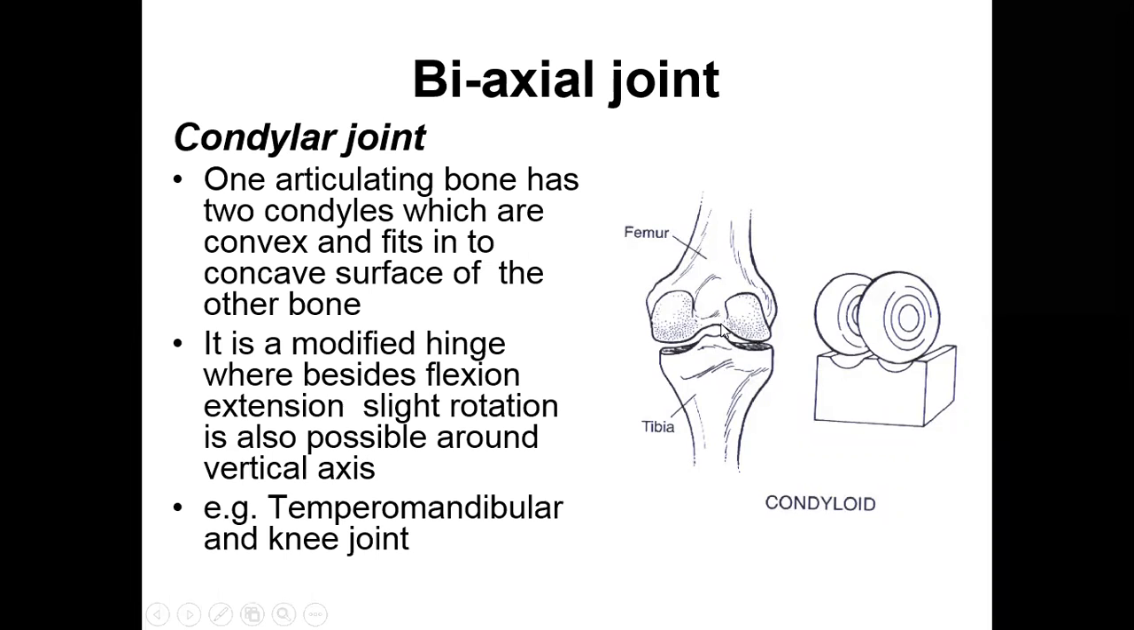So altogether, the biaxial joint has two movements, or I can say movements occur in two axes. In knee joint, it is flexion, extension and rotation. A slight rotation is also possible. Now another joint which is also called a condylar joint, that is temporomandibular joint.